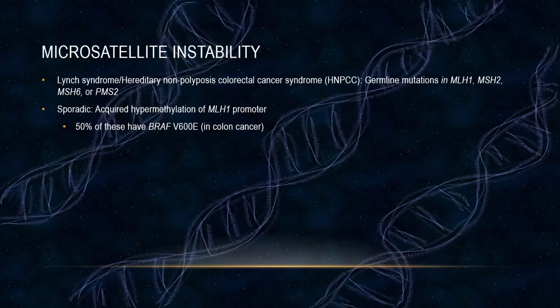So again, one of the main reasons we test for this is for Lynch syndrome or hereditary non-polyposis colorectal cancer syndrome, or HNPCC, and that's germline mutations in these genes. So again, most cases with microsatellite instability are going to be sporadic, and they're just going to be that acquired hypermethylation of the MLH1 promoter. And in colon cancer, 50% of those have the BRAF V600E.